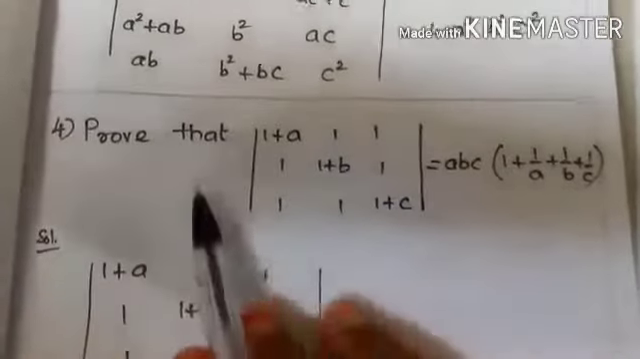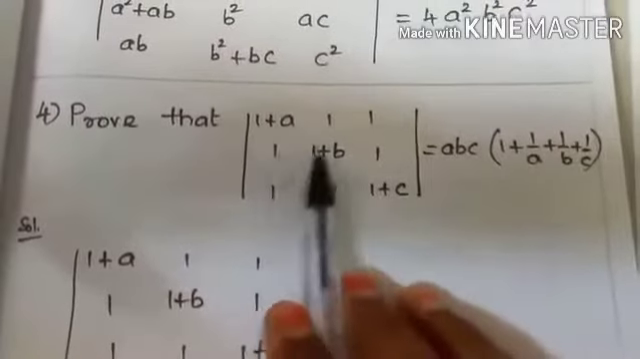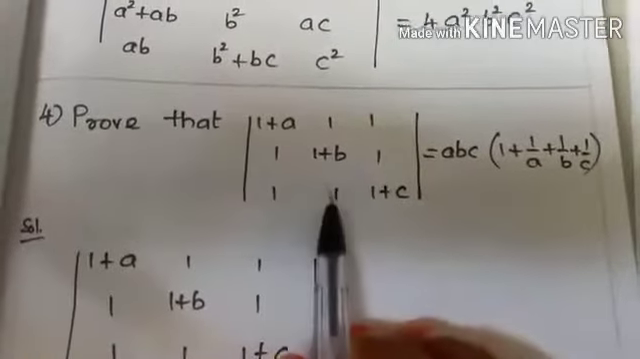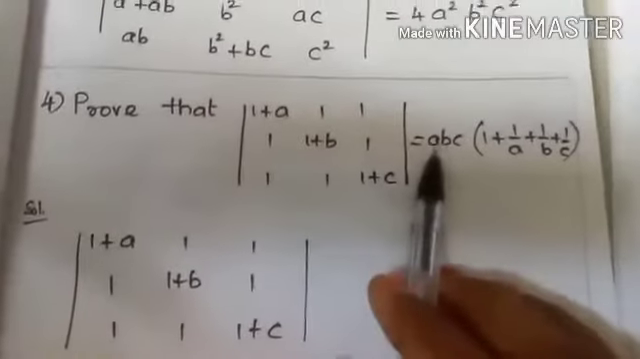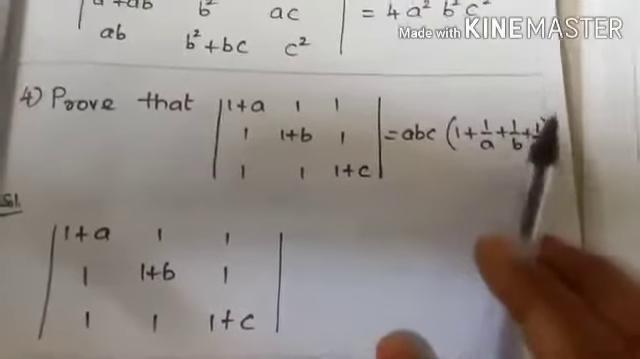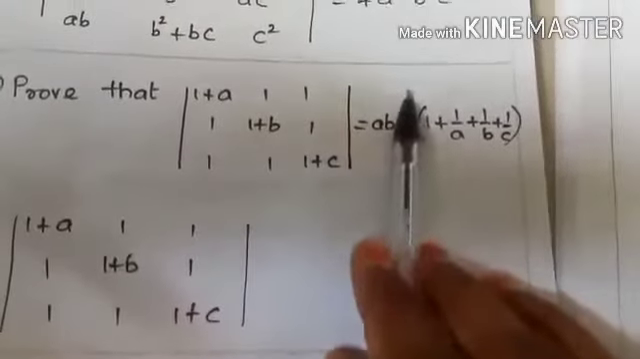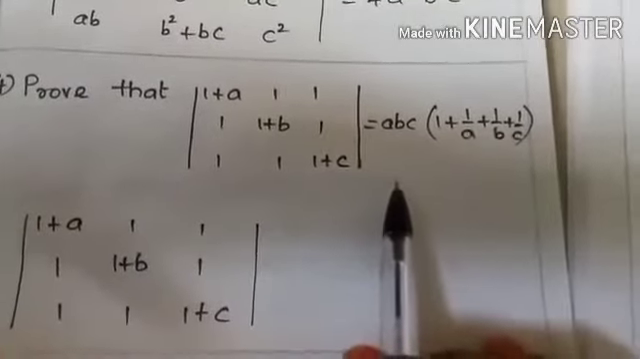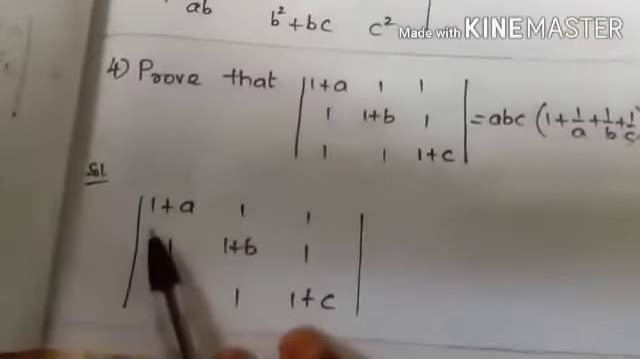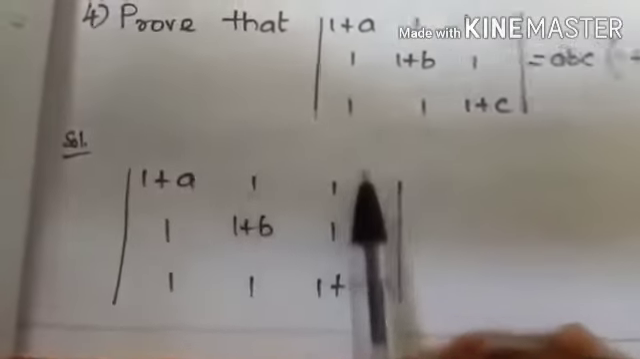Question number 4. Prove that the determinant of 1 plus A, 1, 1, 1, 1 plus B, 1, 1, 1, 1 plus C is equal to ABC into 1 plus 1 by A plus 1 by B plus 1 by C. Now we have to prove that the value of this determinant is equal to ABC into 1 plus 1 by A plus 1 by B plus 1 by C. Let us consider the given determinant. The determinant is the determinant of 1 plus A, 1, 1, 1, 1 plus B, 1, 1, 1, 1 plus C.